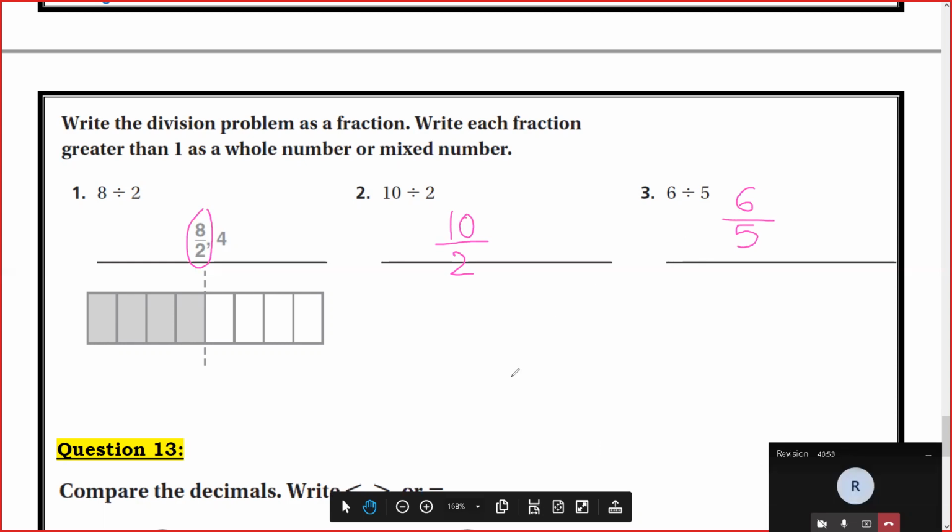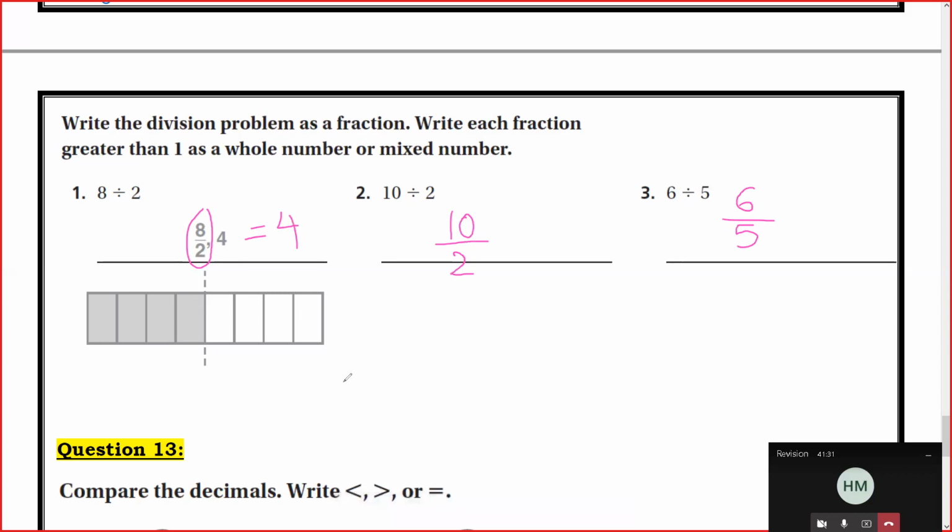Okay, great, say 5. Here we have it as 6 over 5, 10 over 2, and 8 over 2. Now look at the first one. Here we have 8 over 2. That means I have 8 rectangles and I shaded 2 of them. So how many are shaded? Or we can say cut them in half. So how many are shaded? They are 4. Or another example, 8 divided by 2 is what? 4.